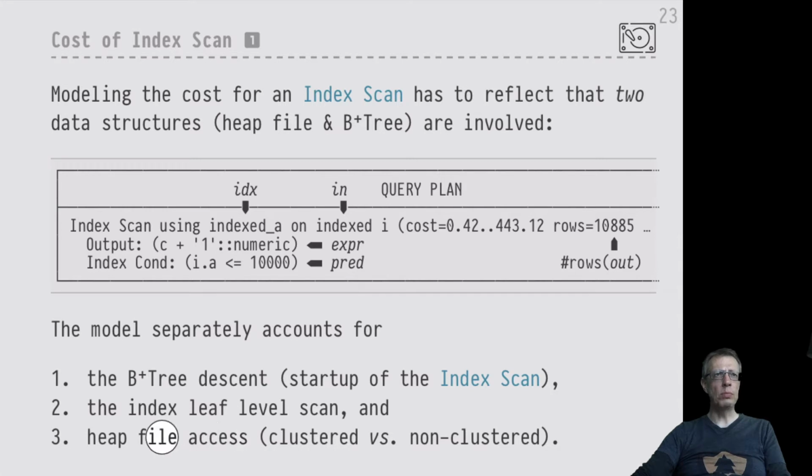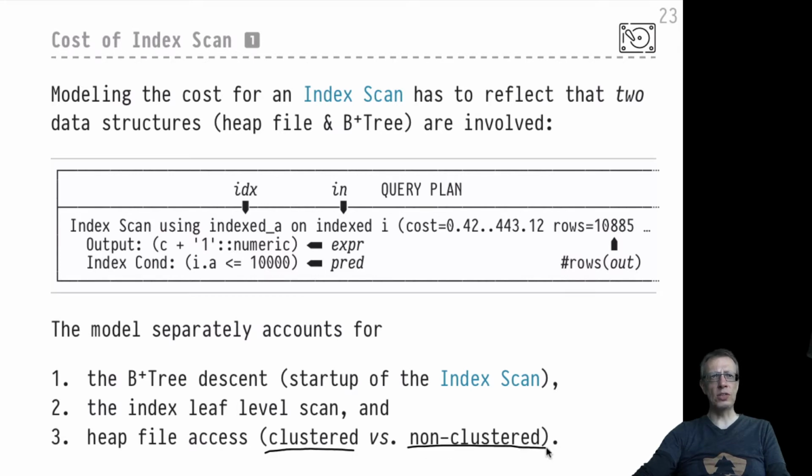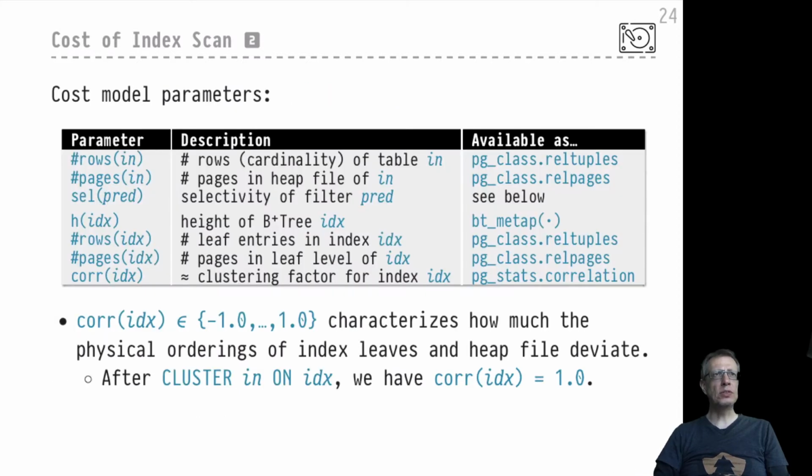But in general, there will be heap file accesses. The RIDs in the index leaf levels will point us into the pages of the heap file that contain the wanted records, and we have to perform I/O to reach that heap file. And we will see that there will be a difference whether that is a clustered or a non-clustered index. We would expect clustered indices to lead to sequential I/O, while non-clustered indices lead to random I/O. And this would be reflected in the cost assigned to the index scan. All right, let's dive in.